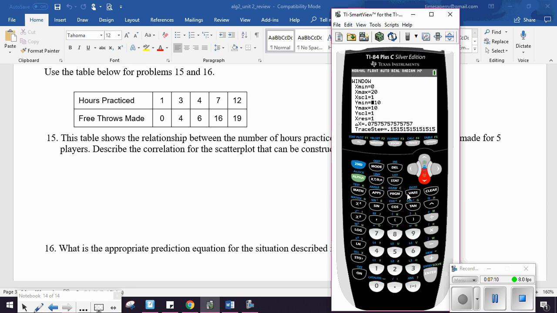Now for y min, our lowest y is 0, so 0 is a good number. And our largest is 19, so again, let's use 20. Now hit the graph again, and now we can see all 5 data points. So when I look at my scatter plot, I see that my points are constantly increasing from left to right. So since both values are increasing from left to right, that's a positive correlation.